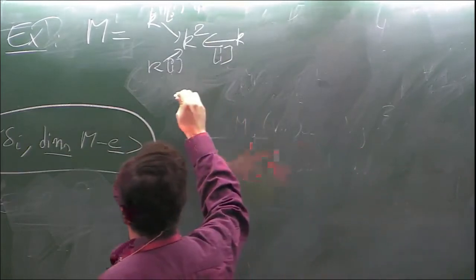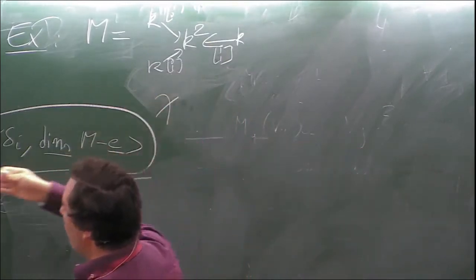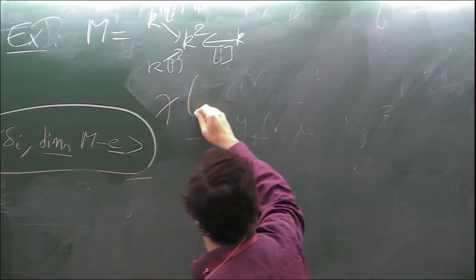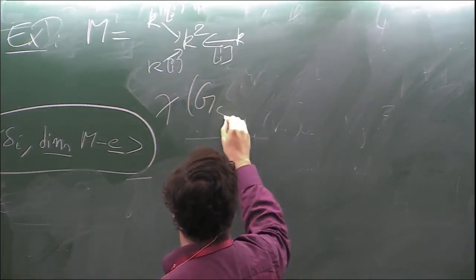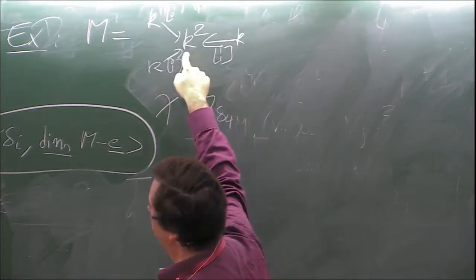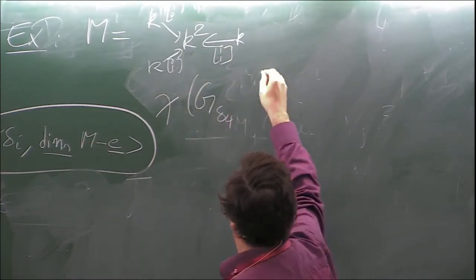So you have this thing, and the question is, what is the Euler characteristic? One of these coefficients will be the Euler characteristic of dimension what I called delta 4 before, so concentrated here, of M.